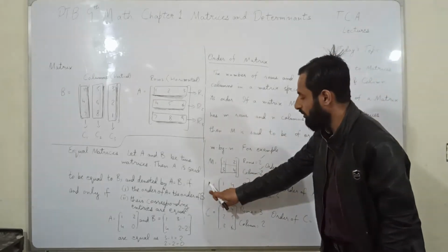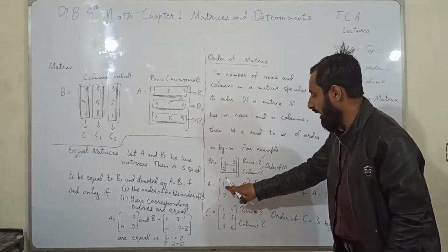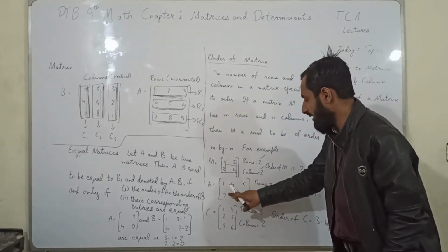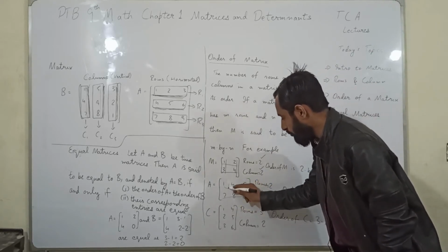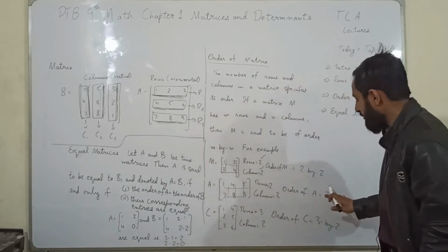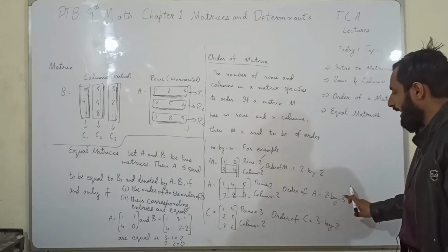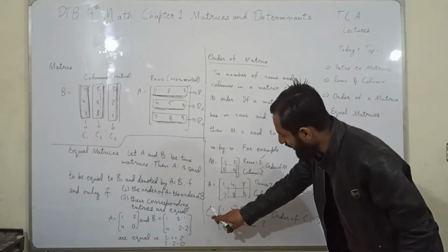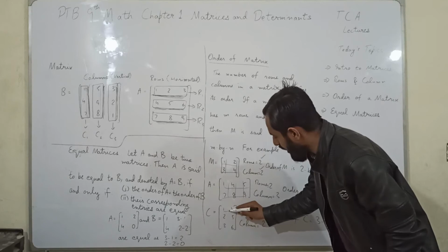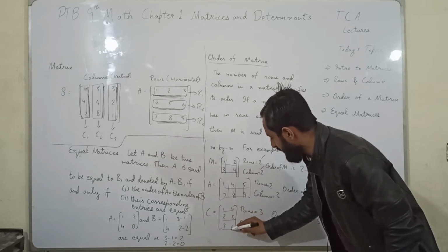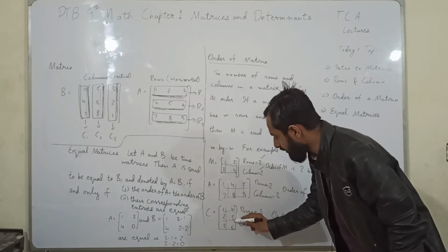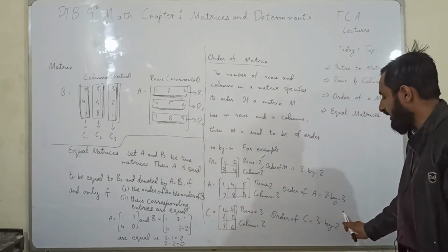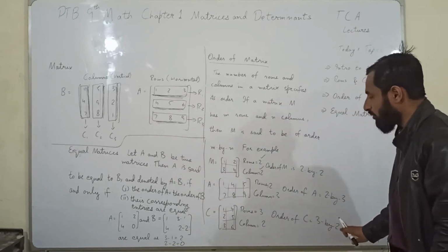Now we will go on to this matrix A, which has elements 1, 4, 5, 7, 8, 9. It has 2 rows and 3 columns. So the order of matrix A would be 2 by 3. Now there is a third matrix C which has elements 1, 4, 2, 5, 3, 6. This matrix has 3 rows and 2 columns. So the order of matrix C is 3 by 2.